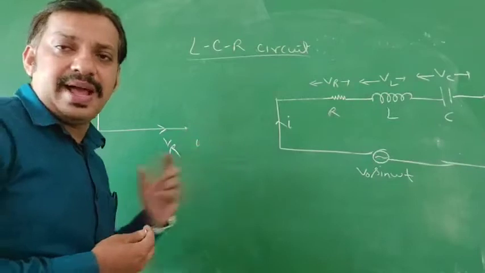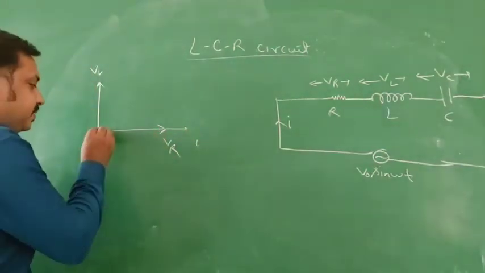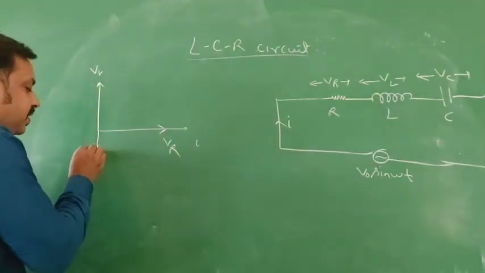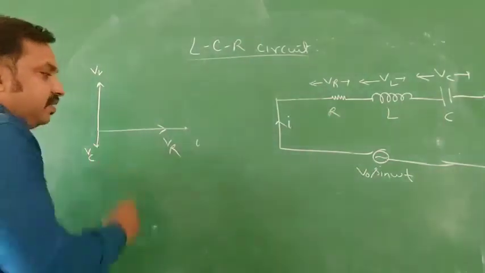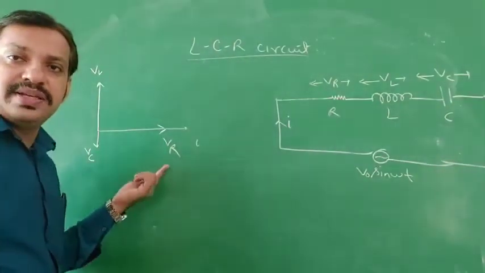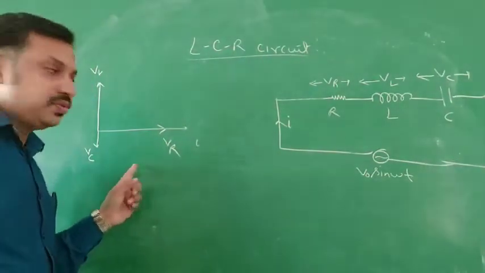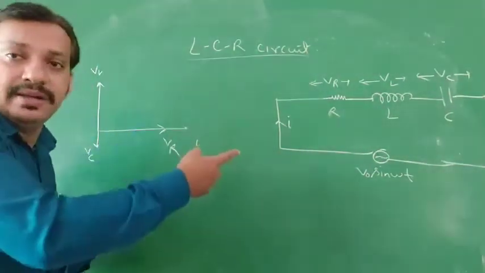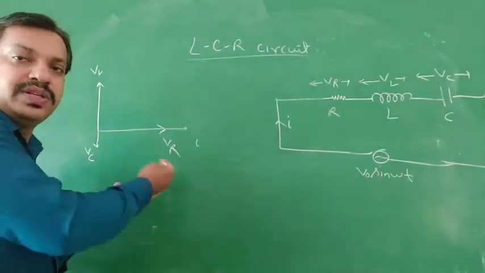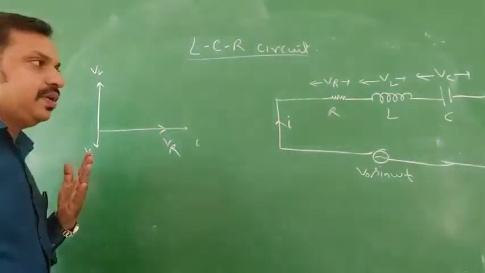Voltage across the capacitor lags by... So here this is the current axis. So here you will get VC. You can see here the VC, or the voltage across the capacitor, lags the current by pi by 2. So this is the current, which is pi by 2 ahead, or the voltage lags by pi by 2. So this is the phasor.